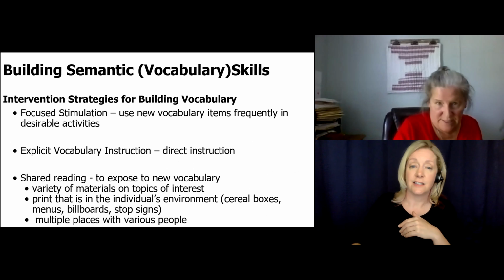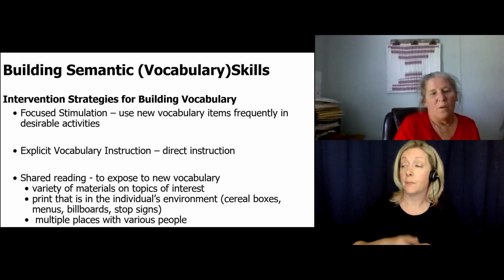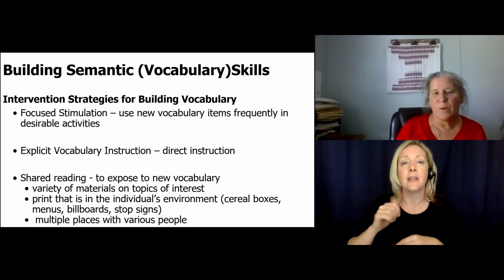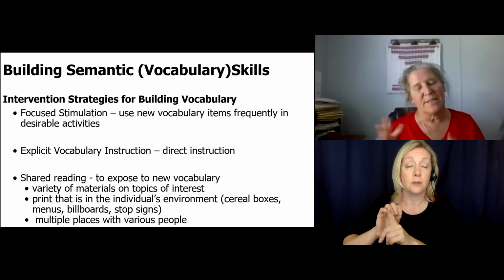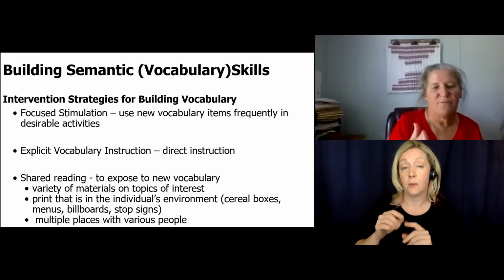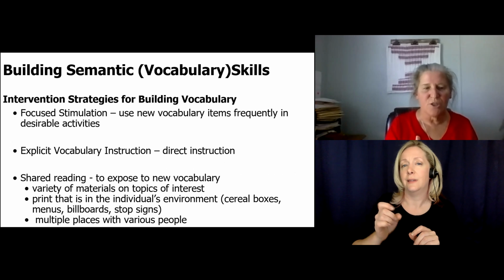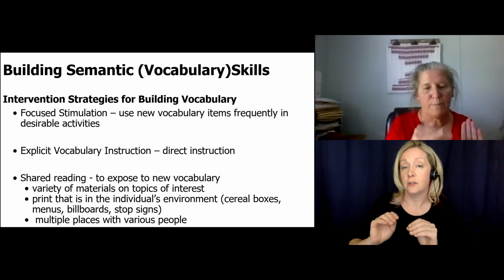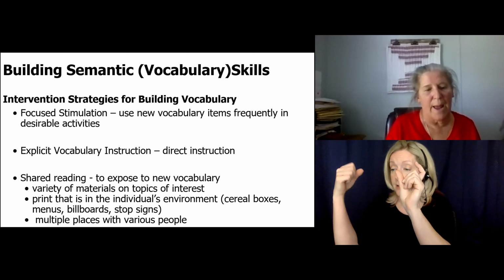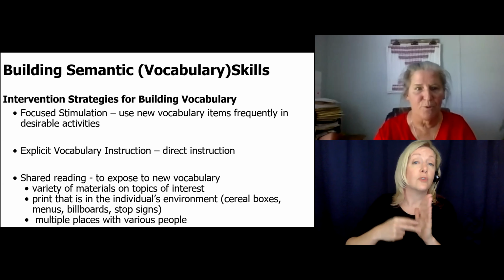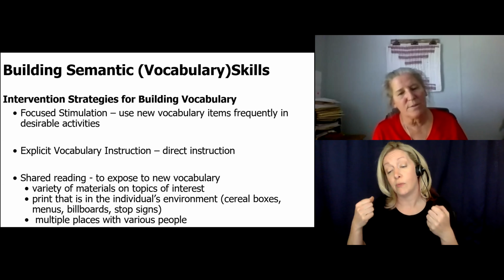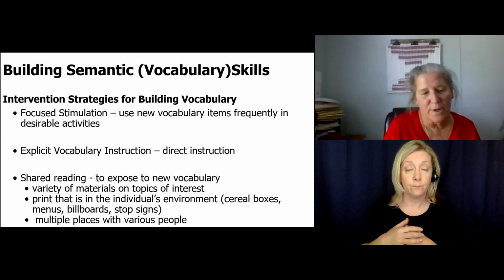When we're building the semantic, those vocabulary skills, we're going to focus the stimulation. We're going to use new vocabulary items frequently in desired activities. So we're going to be expanding that vocabulary and using more. We're going to use explicit vocabulary instruction, that direct instruction, so that they know this word means this. We're going to have shared reading to expose them to new vocabulary. So I may read it and then I want them to read it back. And so we're really doing that. We're using lots of materials on lots of different topics of interest.